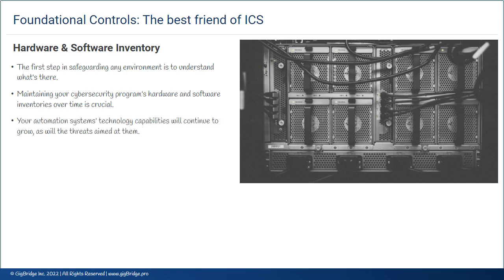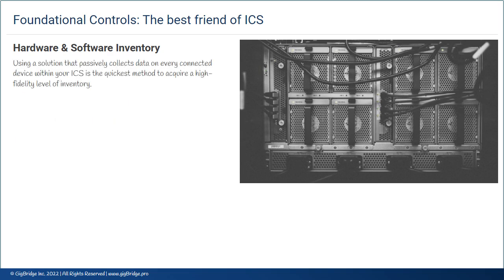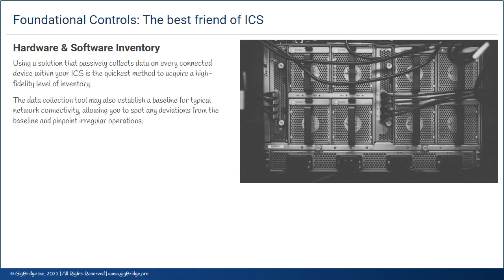Your automation system's technology capabilities, as well as the threats aimed at them, will continue to evolve. This inventory is the backbone of your cybersecurity program, allowing you to deploy the other basic controls for those assets efficiently. Using a program that passively collects data on every connected device within your ICS is one easy method to acquire a high-fidelity level of inventory. This same tool can not only tell you what's on your network, but it can also establish a baseline for typical network communication, including the industrial protocol, so you can see if there are any deviations from the baseline and pinpoint deviations from normal operations.